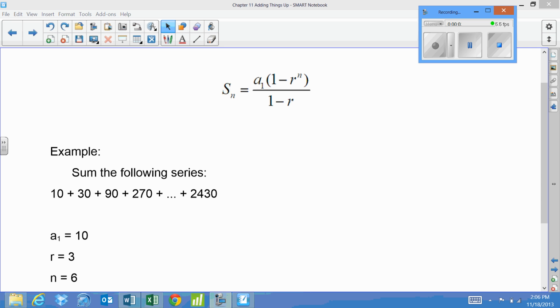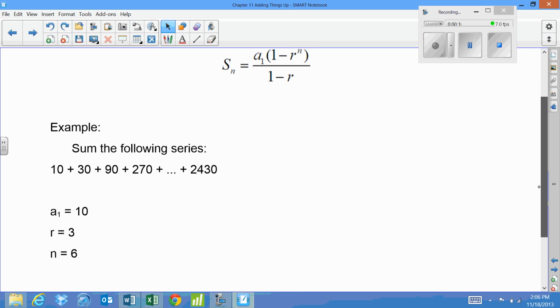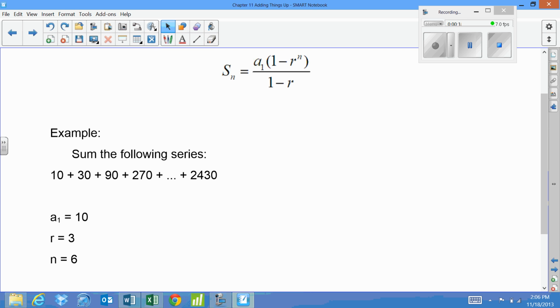Now let's look at the sum of the geometric series. And here is our formula up above. Our S sub n equals a sub 1 times 1 minus r to the n power, divided by 1 minus r. So if we look at the values given here, we know that our first term is 10.